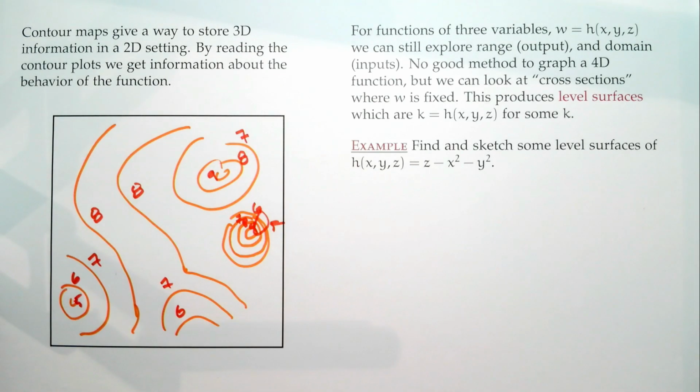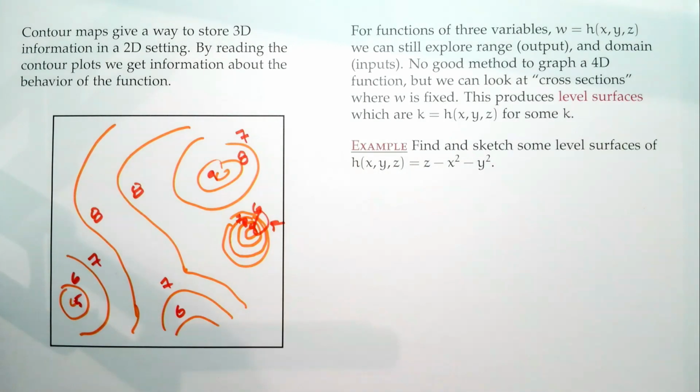So we're not going to look at pictures, but we can still look at cross sections. Instead of talking about level curves, where the output is the same, I'm fixing the output and saying, what do I get? We can talk about level surfaces. Level surfaces are where I fix the output and see what I get.